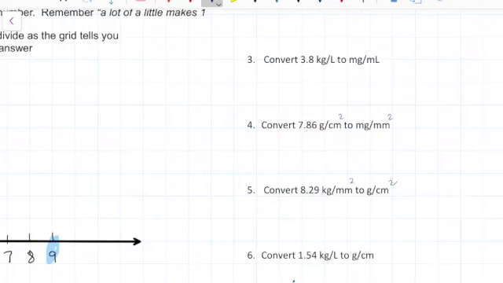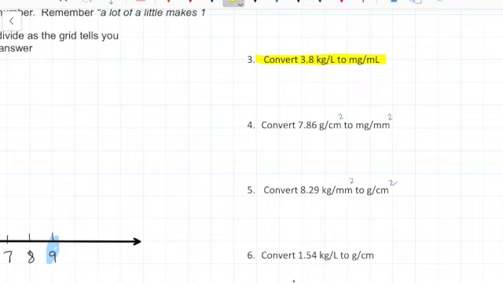Another type of problem that I find is throwing my students off is when there are units per a unit. For example, look at this problem here. Convert 3.8 kilograms per liter to milligrams per milliliter. All right, so now you have to convert a unit in the numerator and a unit in the denominator to a new unit in the numerator and a new one in the denominator.